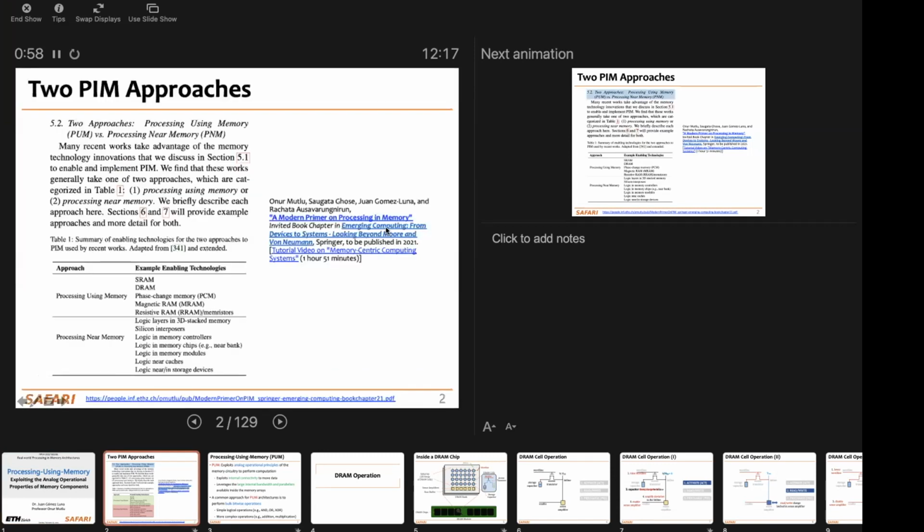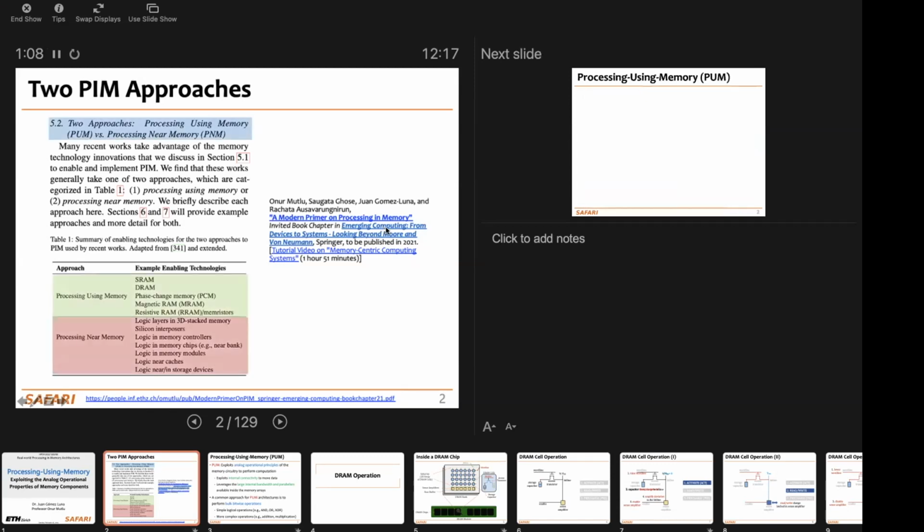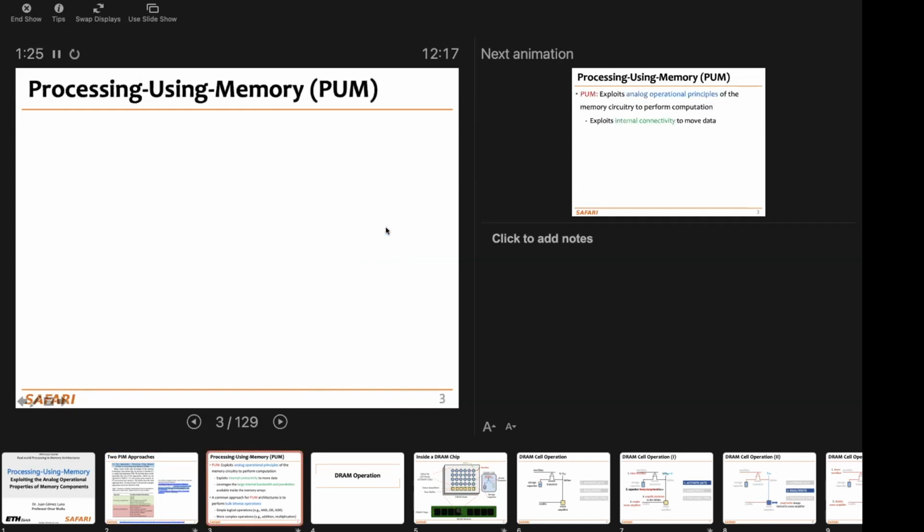Remember that we are already distinguishing between two types of PIM approaches. The first one is processing near memory that we covered in my previous lecture, and the second one is processing using memory. And here in the processing using memory techniques, I think it's really interesting to talk a little bit more about what are those proposals that relate to DRAM.